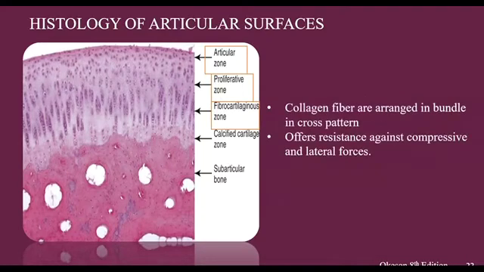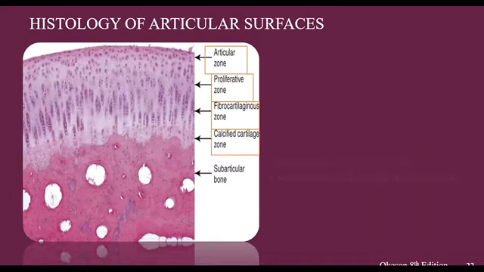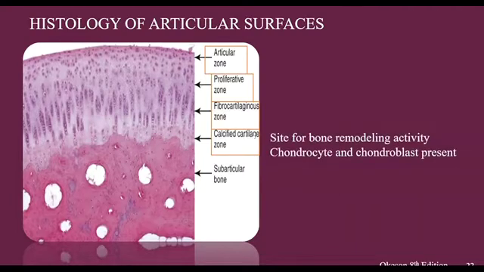Fibrocartilage zone, where collagen fibers are arranged in bundles in a cross pattern. It offers resistance against compressive and lateral forces. Calcified cartilage zone, the site for bone remodeling activity, where chondrocytes and chondroblasts are present.